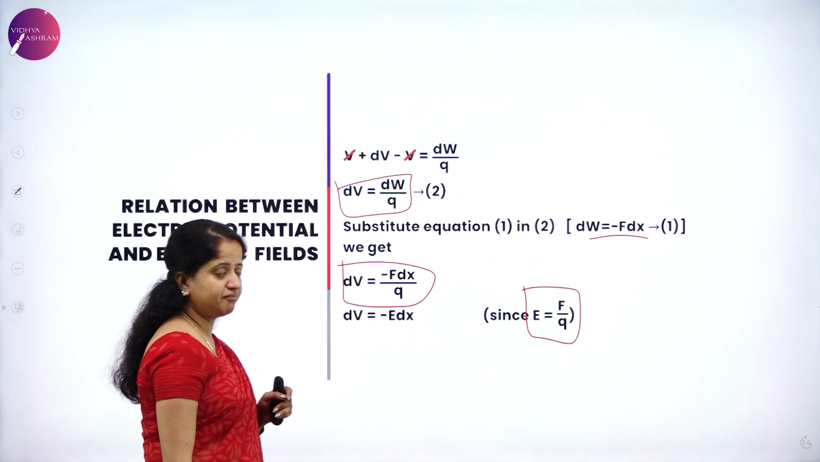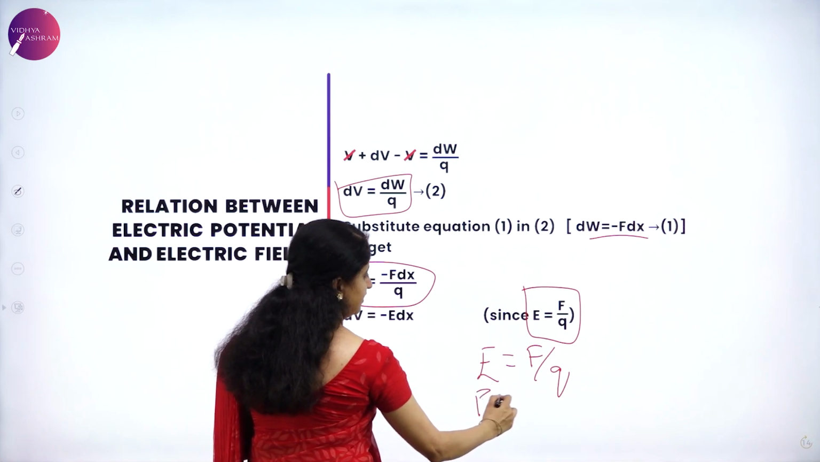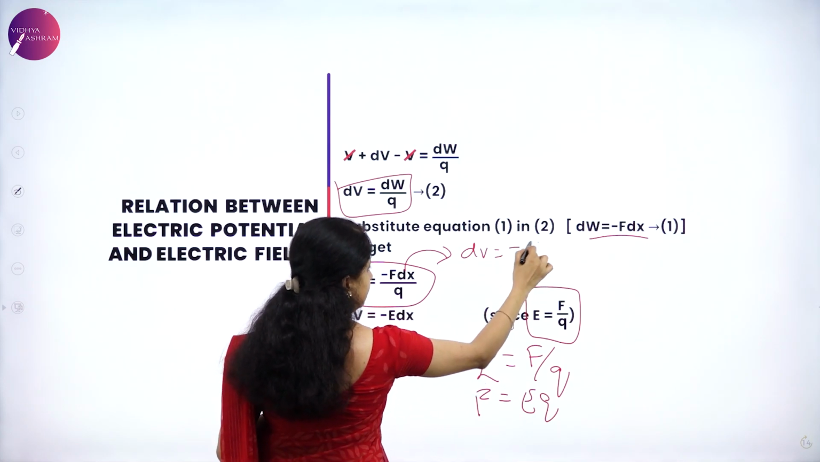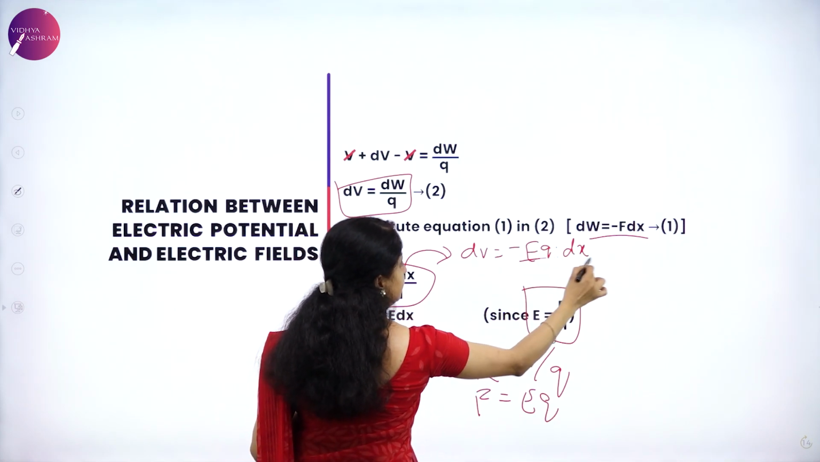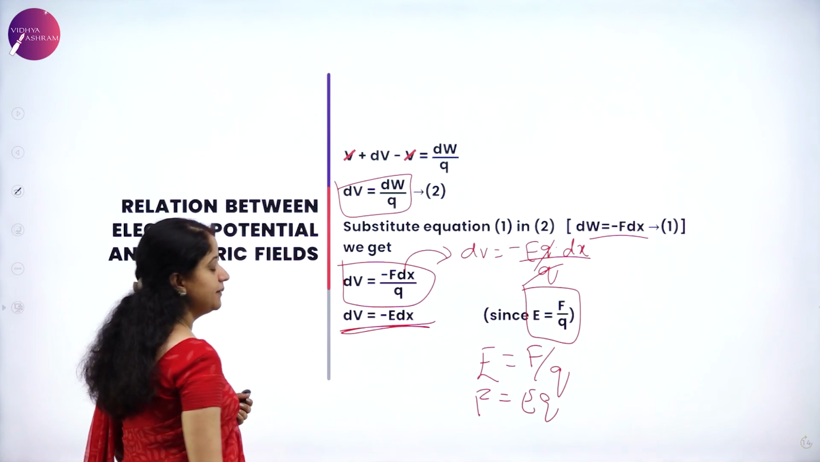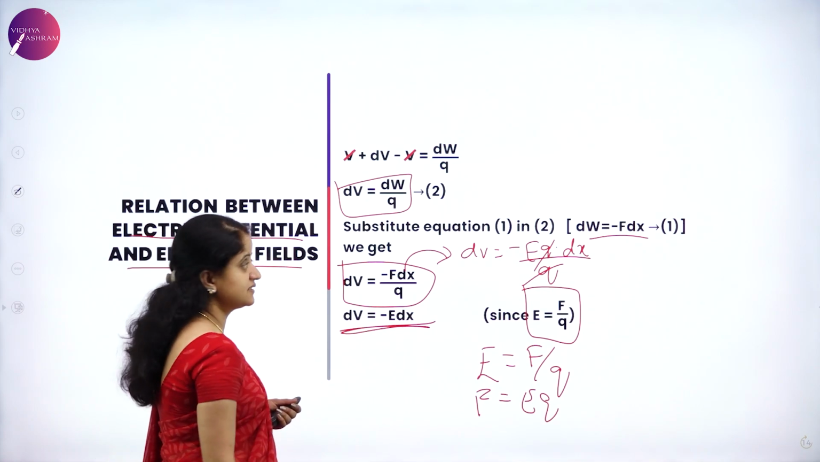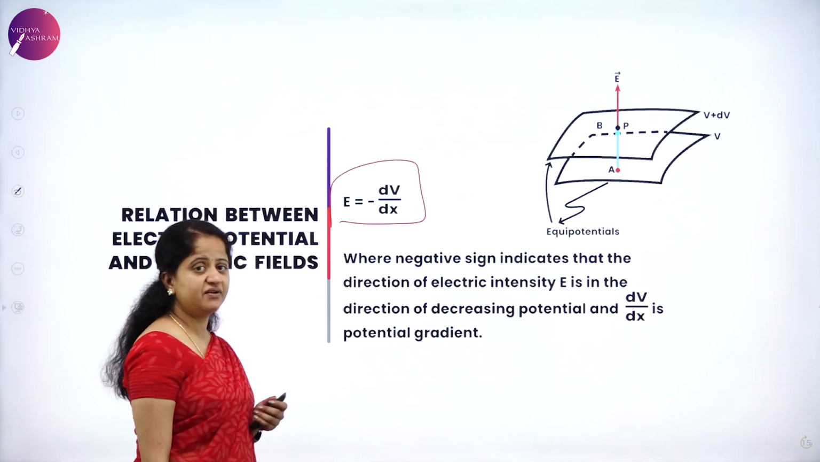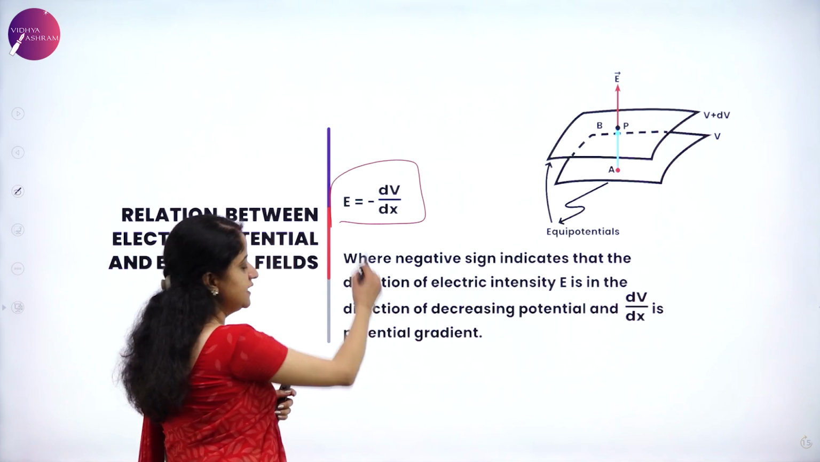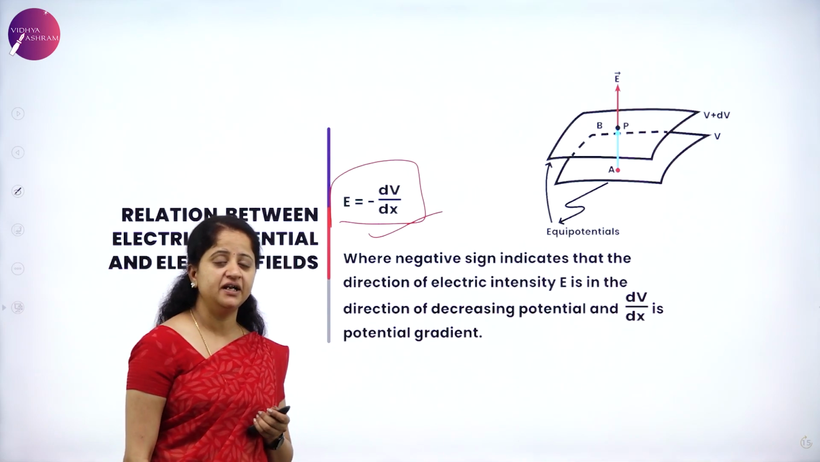We know electric field E is equal to the force experienced by a unit positive charge, and from this we can write F is equal to E into Q. So this expression becomes dV is equal to minus E into Q into dx divided by Q. Q and Q get cancelled and we remain with dV is equal to minus E into dx. But we need a relation between electric potential and electric field, so we get E is equal to minus dV divided by dx, where the negative sign indicates that the direction of electric intensity E is in the direction of decreasing potential. So this is the relation between electric field and potential.